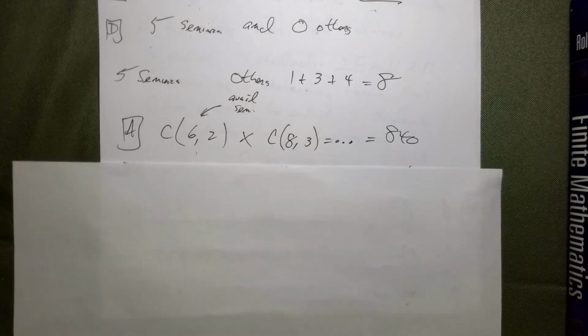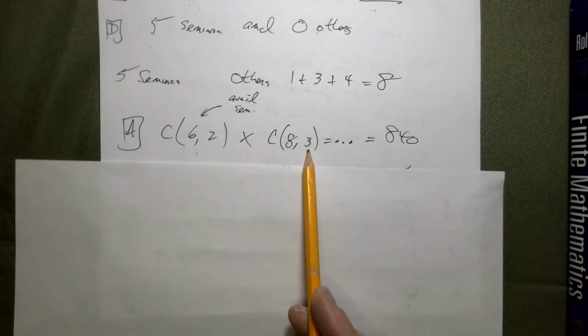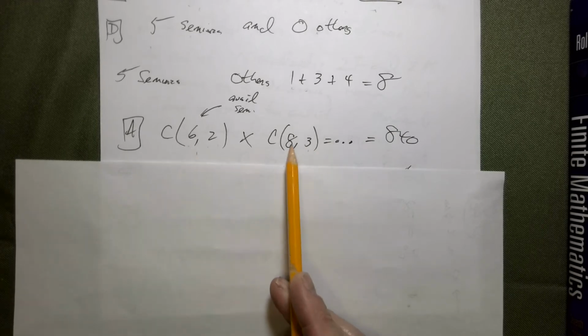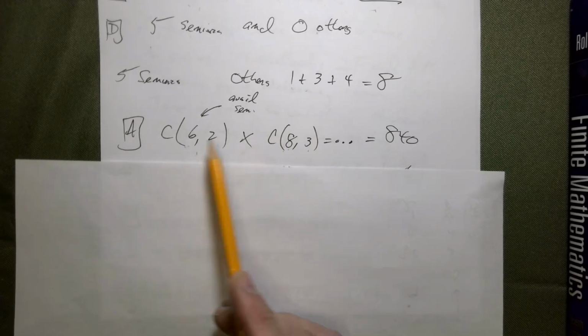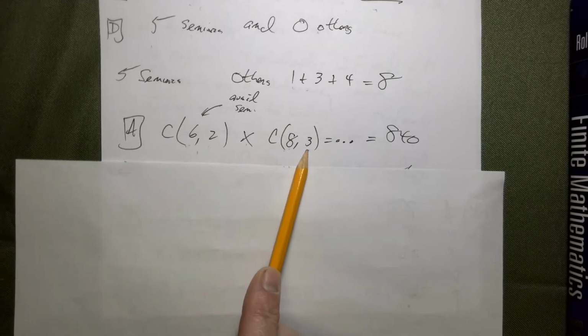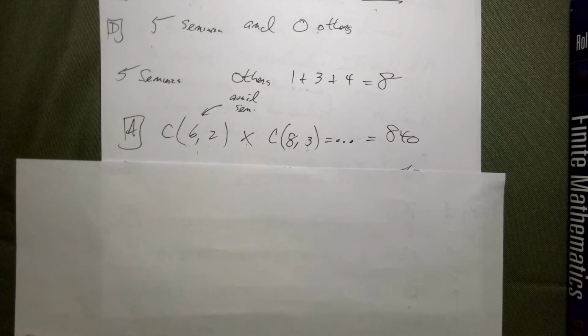So this one says I have 2 seniors and 3 of the others. How many seniors do I have available? 6. How many others do I have? 8. So I'm choosing 3 out of 8, 2 out of 6. And so this is 2 seniors and 3 others, 804. And then we're going to have to do the ORs.